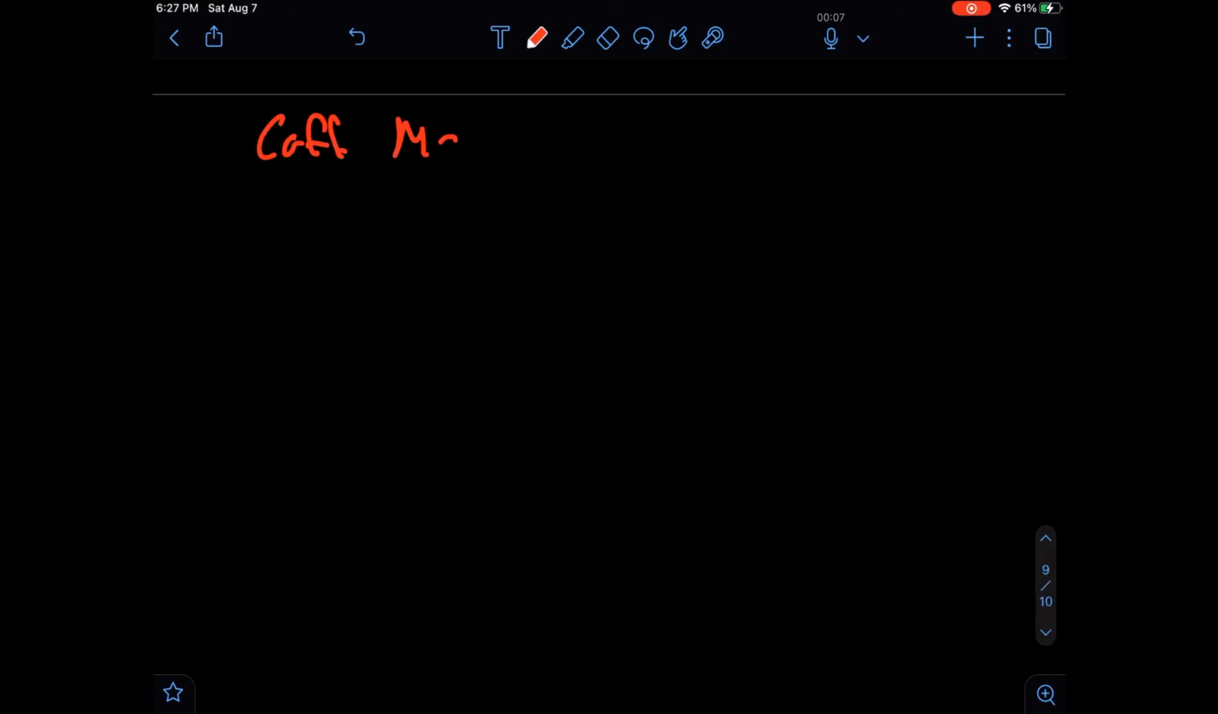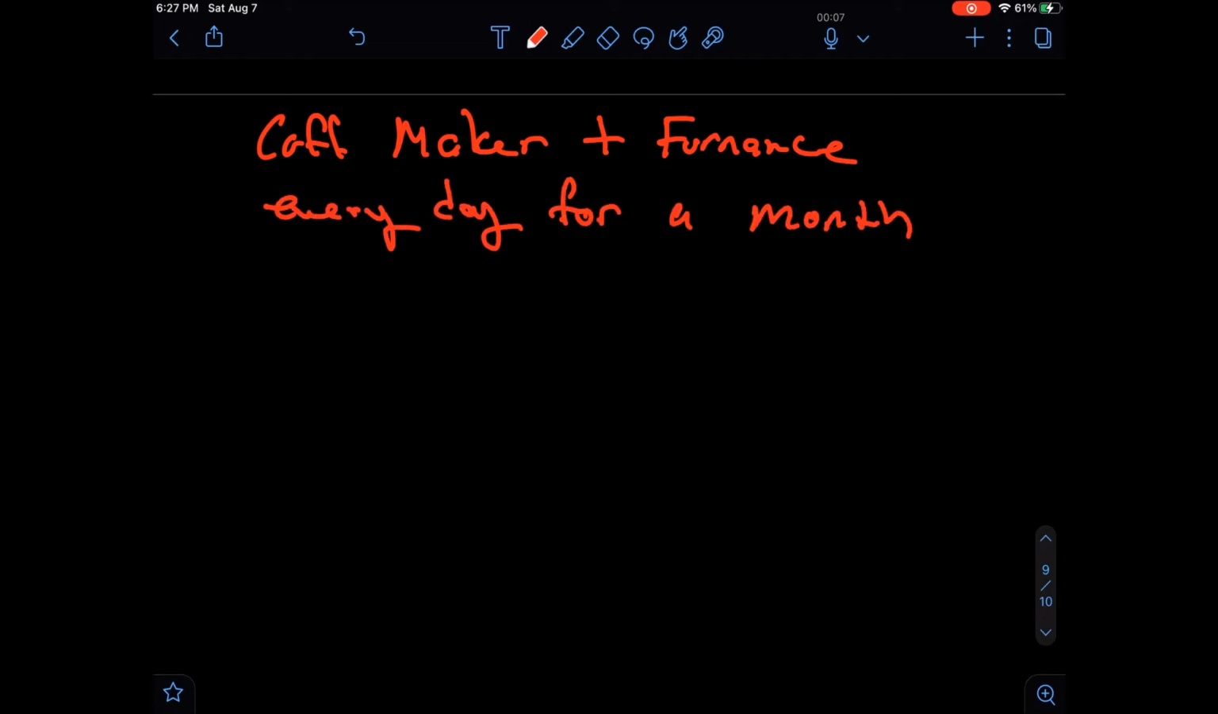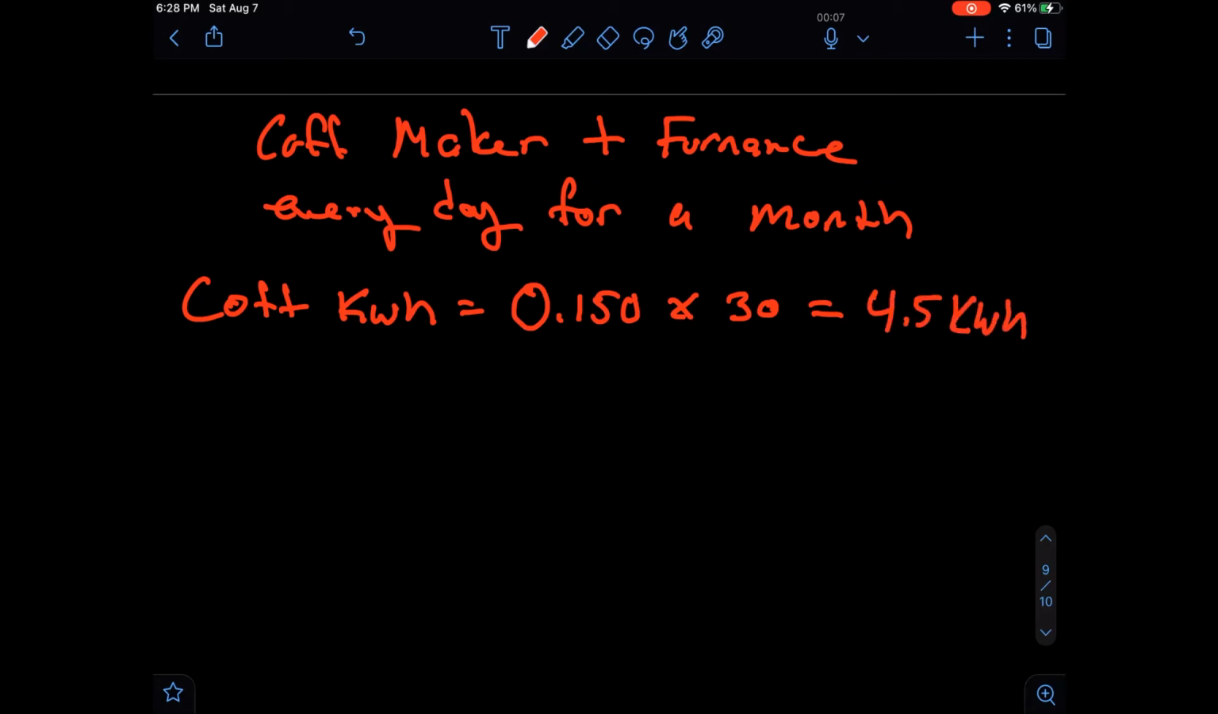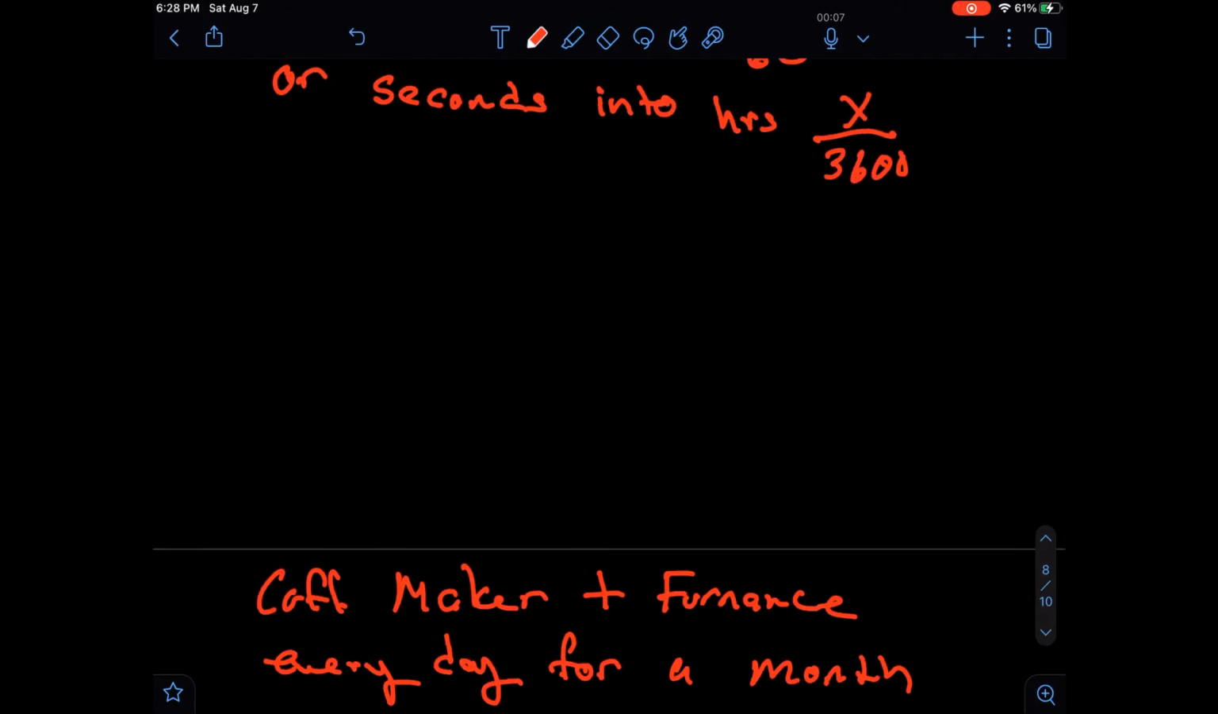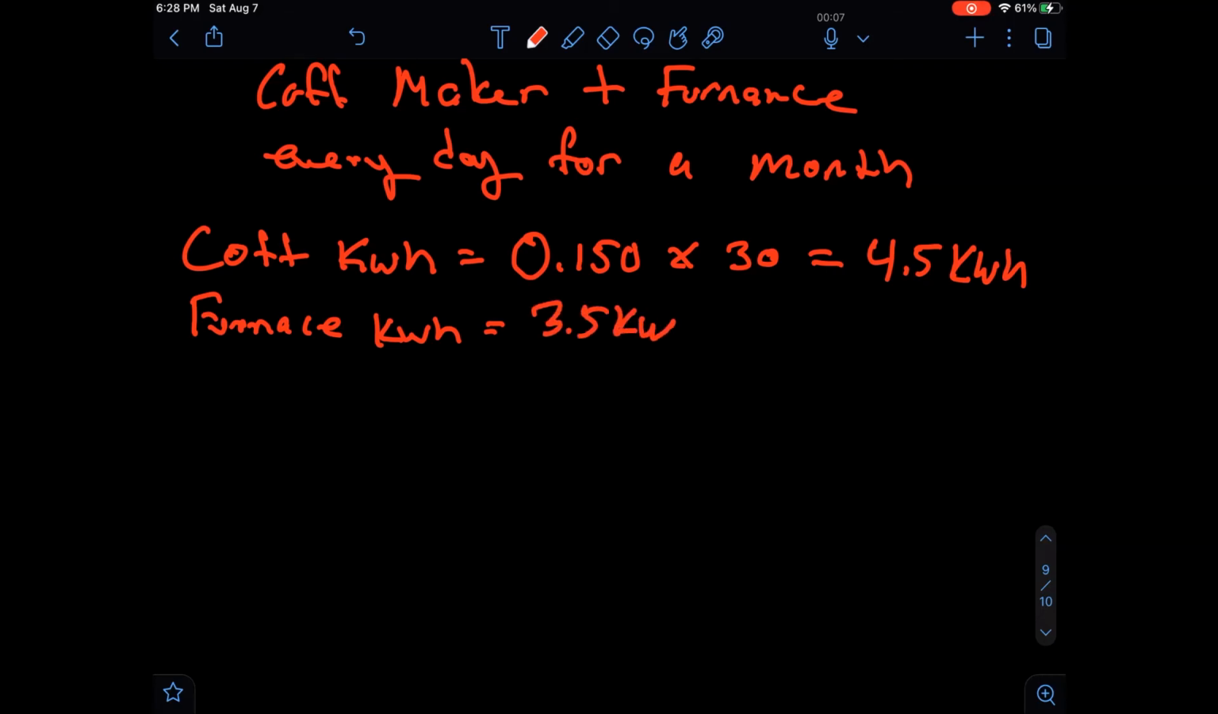So let's say now I wanted to figure out how much energy the coffee maker and the furnace take. I run the coffee maker 30 minutes a day for 30 days, and the furnace for 1 hour a day for 30 days. We know that the coffee maker kilowatt hour consumption is 0.150, and I multiply that by 30 days, and I should get 4.5 kilowatt hours for running that coffee maker. Now, if I use the furnace for an hour a day for 30 days, we knew that was 3.5 kilowatts, and that should give me roughly 105 kilowatt hours.